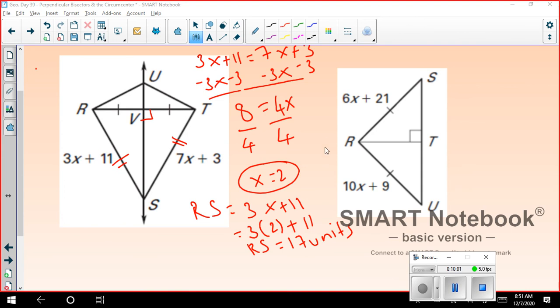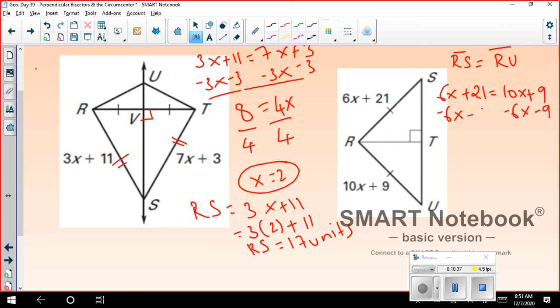Here they have already given that RS is congruent to RU because we have one hash line. So directly I can say that RS equals RU, and substitute what was in place of RS, which is 6x plus 21 equals 10x plus 9. We are solving for x, so subtract 6x and subtract 9 from both sides.